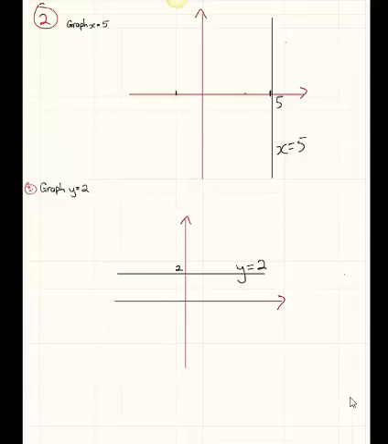So the vertical line, x equals 5, well, this is not a function. Every value of x does not have one and only one value of y here. So this is not a function, but y equals 2 is a function. So sometimes thinking about these things, you need to give it a bit more thought. You can't just jump straight to an answer.